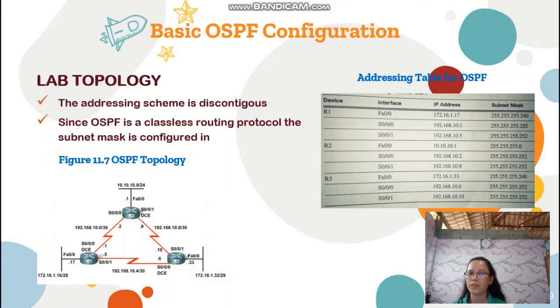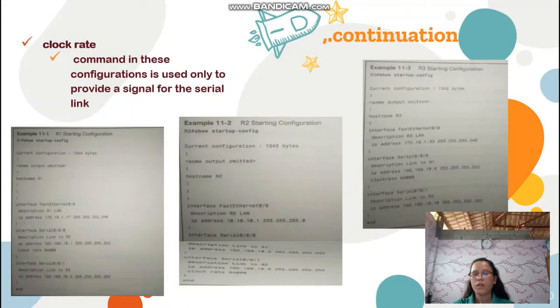Basic OSPF configuration. The lab topology. The addressing scheme is discontiguous. Since OSPF is a classless routing protocol, the subnet mask is configured as shown in the table on the screen. Clock rate. The clock rate command in this configuration is used only to provide a signal for the serial link.